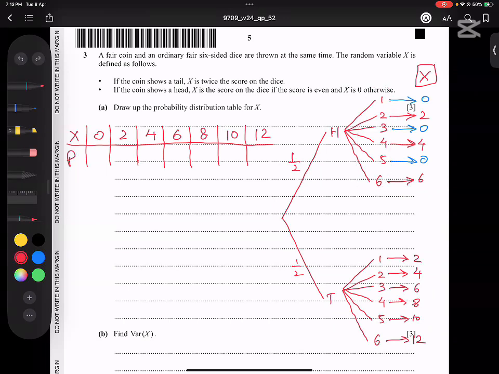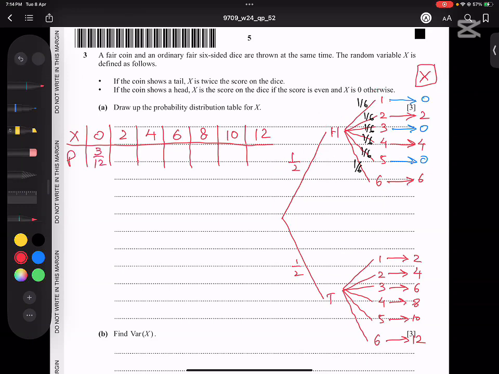Each is 1 by 6, 1 by 6, 1 by 6, and so on. The point is very clear. So how to get 0? This 0 we get half into 1 by 6, so I got 1 by 12. And there are 3 zeros, so 1 by 12 into 3, I got 3 by 12.